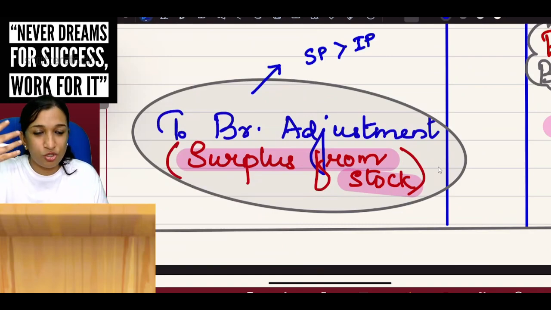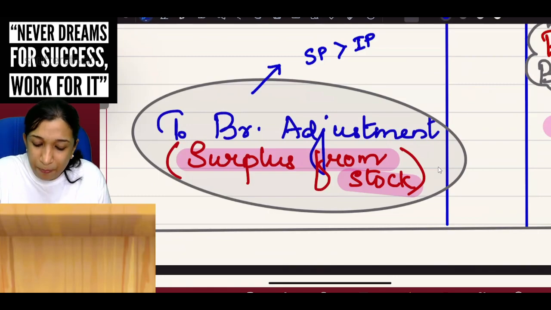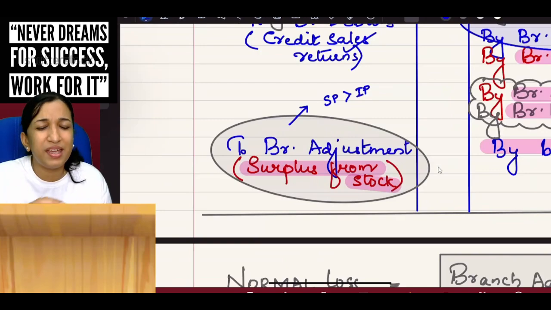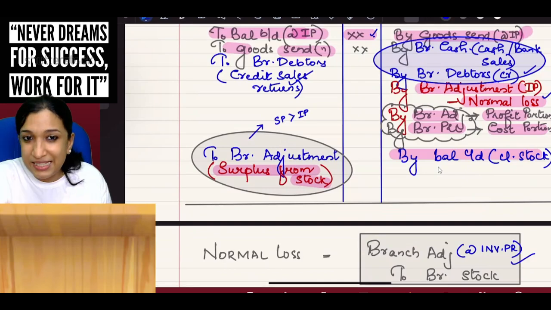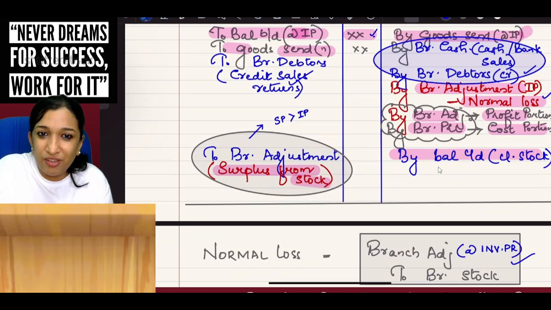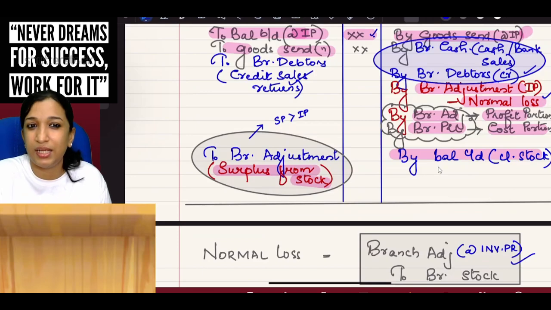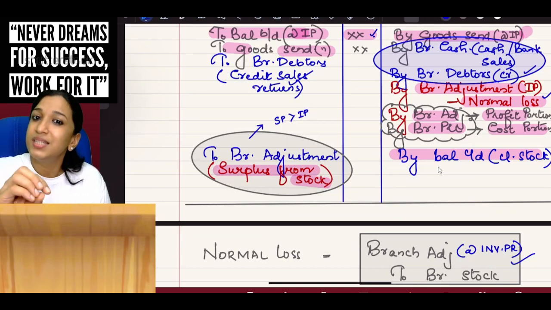If the branch sold the stock at a price more than the invoice price, then the surplus will be transferred to the branch adjustment account. Please try to memorize. I'm not asking you to learn by heart, because that will not work. But in the exam, if I get an 8-mark question, I need to memorize a lot of points. You should understand the concept, why debit, why credit, why this journal entry, which you would have done in the regular class. In the revision class, I'm just trying to make you memorize certain points.